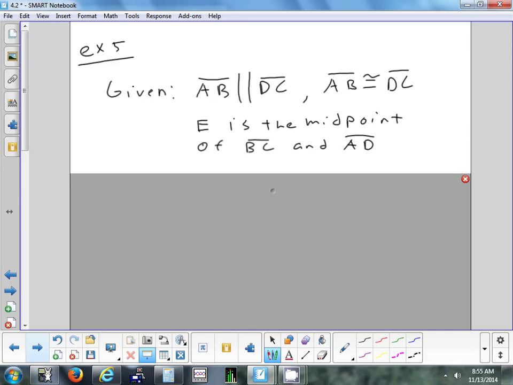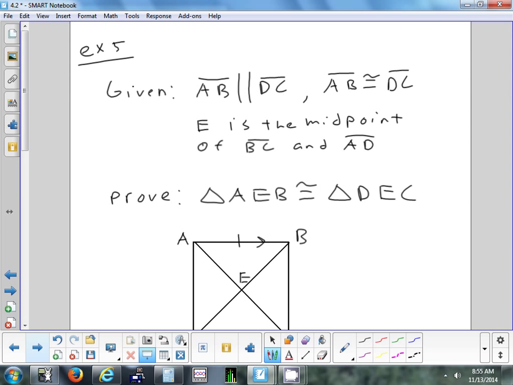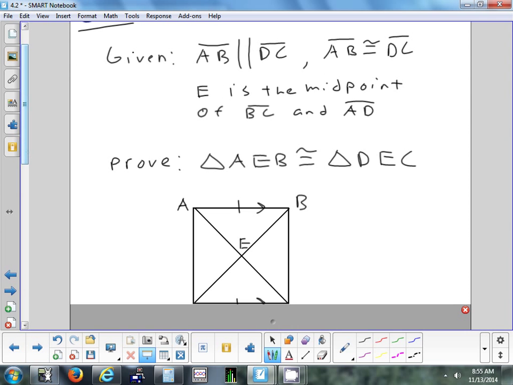Okay, let's look at this one. So this one says you have 2 pairs of lines, we have AB and DC. Those are parallel, and AB is congruent to DC. And they're telling you that E is the midpoint of BC and AD. This would be a tricky one if they didn't give you the picture, so I'm going to make sure, if it's that tricky, I give you the picture. So there's your picture.